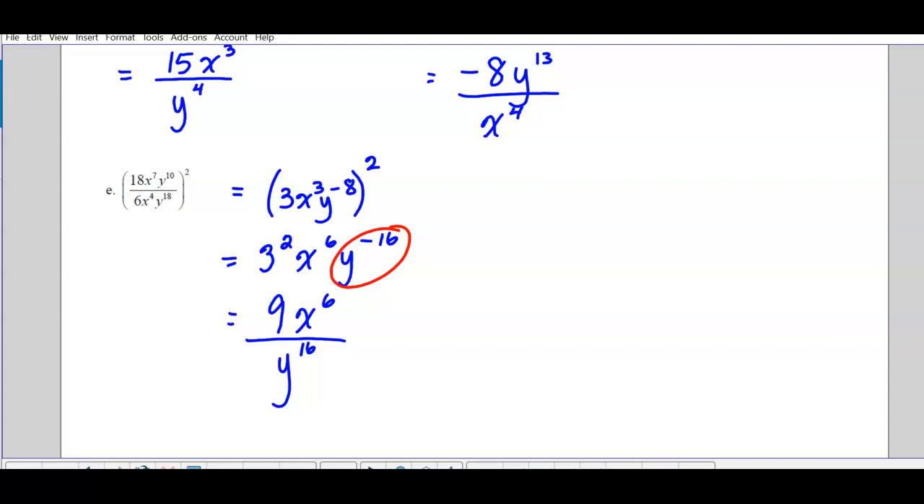Now, if you had realized, as I said before in the division, you think about 10 y's over 18 y's, and you know you have 8 more in the denominator. You could go straight to this, 3x cubed over y to the 8, and then you could square that, and that would get you here, okay? So there are a couple of alternative orders of how you could simplify this, but this is the one that's consistent all the way through.